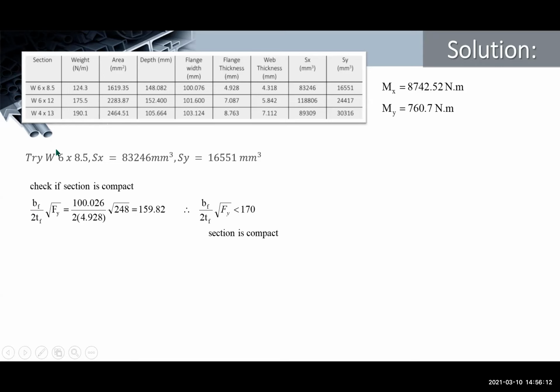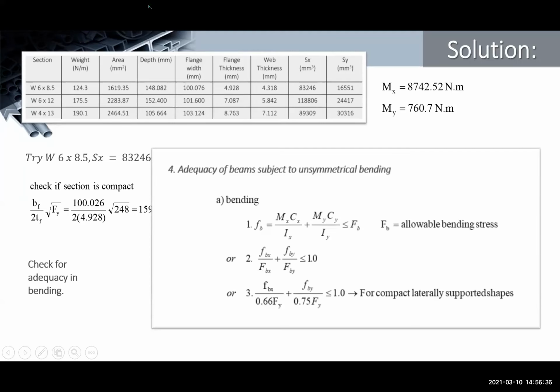So, ang BF nito is 100.076 over 2TF. Ang TF niya is 4.928 times FY. So, we have 159.82 less than 170. So, the section is compact. Now, since compact siya, ang gagamitin natin na adequacy ng bending is ito ulit. Kasi compact yung section. Now, how do we compute yung FBX and FBY? Diba? Babalik tayo. FB is MC over I or M over SX and SY.